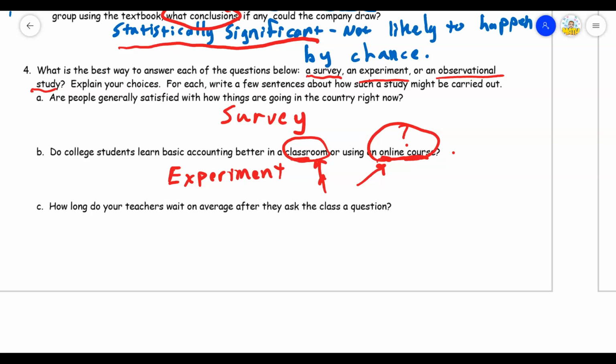And then the last one is this: survey, experiment, or observational study. How long do your teachers wait on average after they ask the class a question? So for sure, this could easily be done with an observational study. Right? Just hang out in class with a stopwatch. Let the teacher ask a question, hit the stopwatch, and see how long they wait, and take the average.